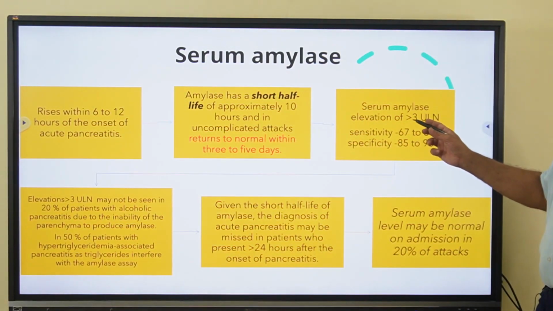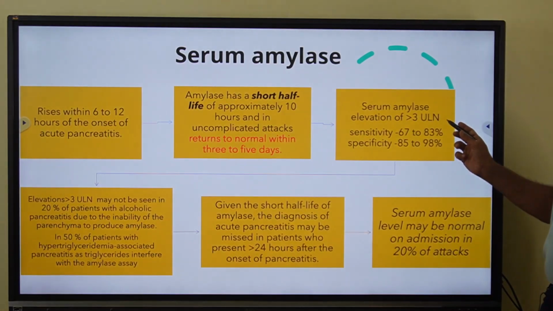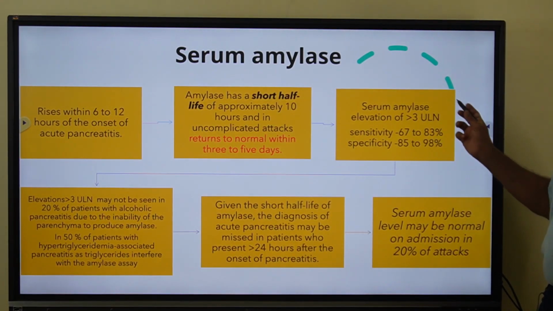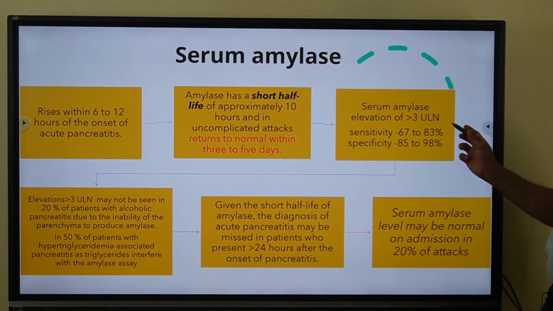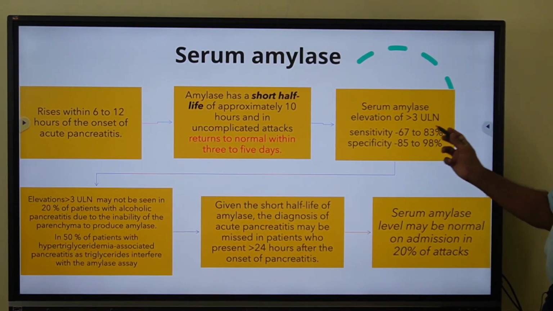Serum amylase elevation of more than 3 times the upper limit of normal. So if the upper limit of normal is say 40, and the serum amylase is more than 120, then it has a sensitivity of 67 to 83% and a specificity of 85 to 98% for diagnosing acute pancreatitis.